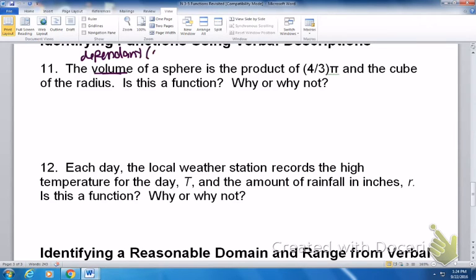It's also the output, which means it's a y value, which means it's also in our range, okay? Then it talks about how the radius changes it, so the radius is the independent variable, or it's our x value or our input. So they're asking us, is this a function? Well, it looks like if I were to put in any radius into that equation, if I cubed any radius, it's always going to be something different unless I put in the same radius. So this is a function.